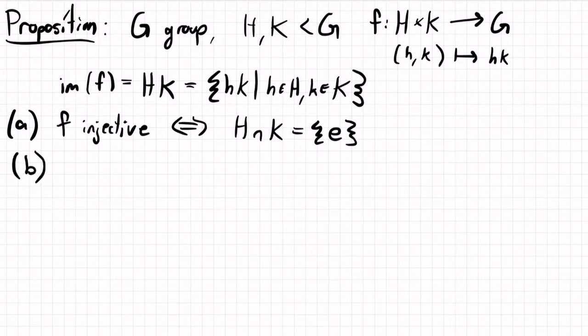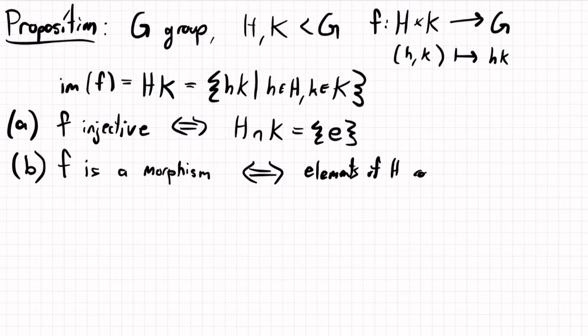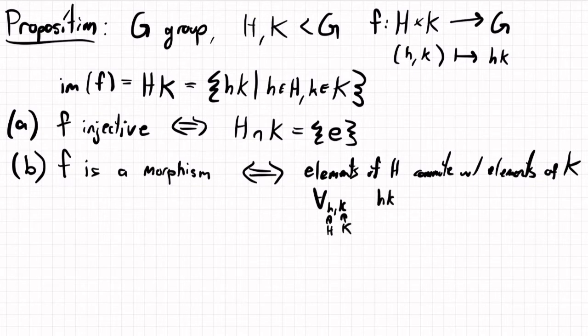The second part says that F is a morphism if and only if, so I guess the way we would say this is elements of H commute with elements of K. And so what that will mean precisely is the following, right? It's for all h, k, h being in H and k being in big K, hk will be equal to kh.